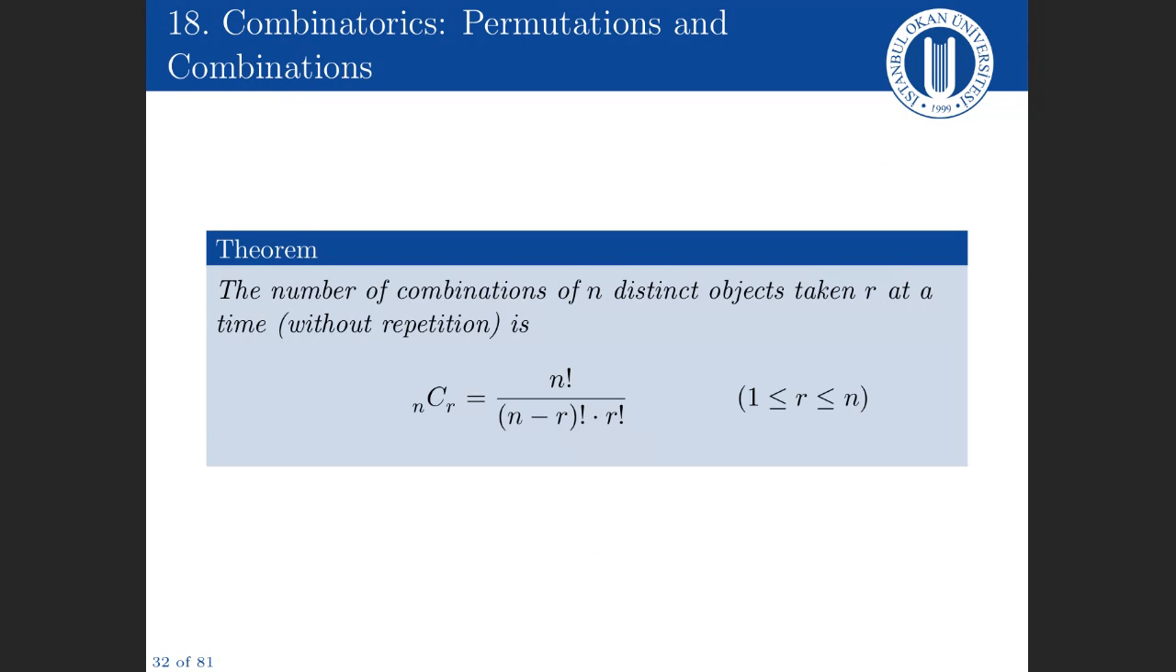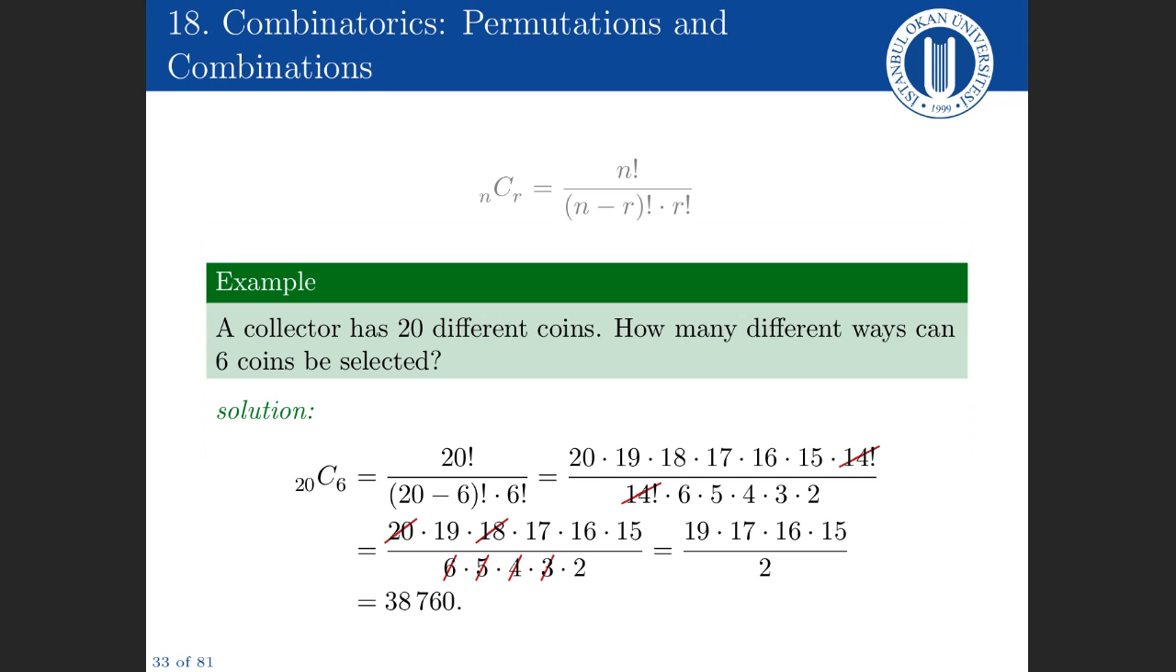We have a formula for nCr. This is n factorial divided by n minus r factorial multiplied by r factorial. This is almost the same as the permutation formula, but we have an extra r factorial here because the order doesn't matter. Here's the formula at the top.